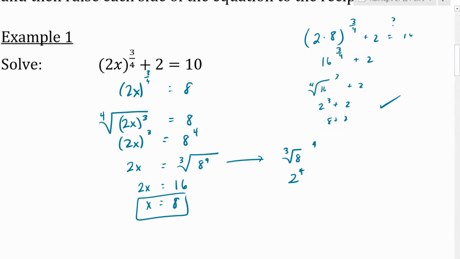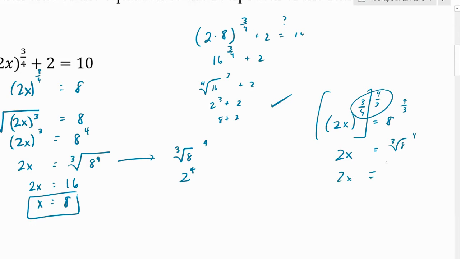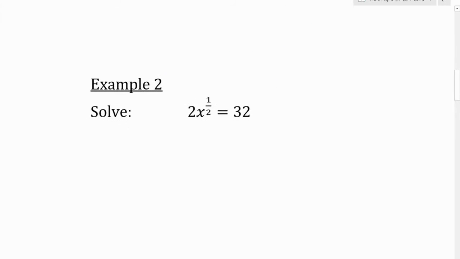All right, so that's one way. The other way is quicker. Let's say we got to that point right there. Well, this side's raised to the 3/4. Then let's raise both sides to the 4/3, because when you multiply a fraction times its reciprocal, you get a 1. And 2x to the first is just 2x. And so I'm going to do the cube root of 8 and raise it to the fourth. Definitely quicker, which is never bad.